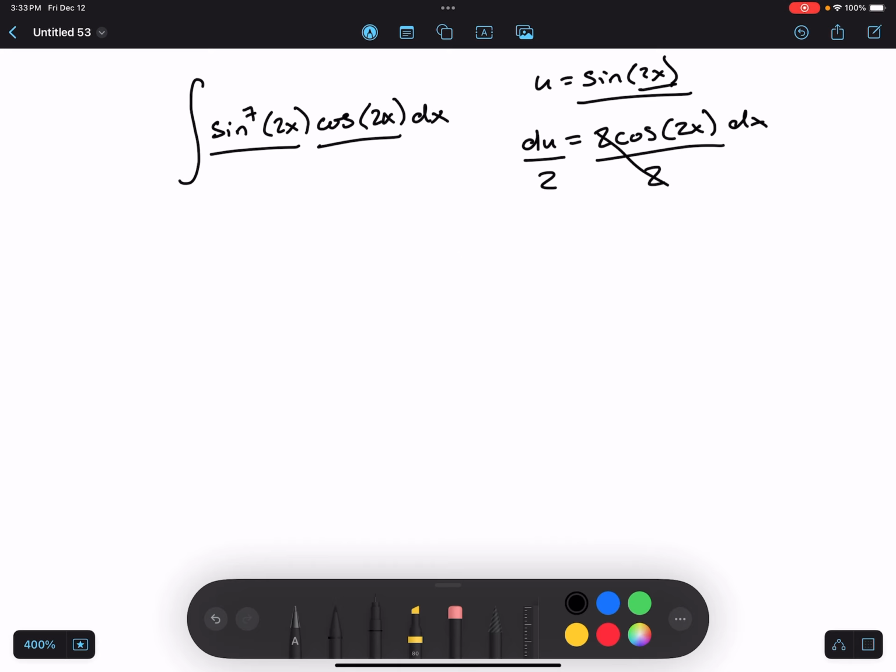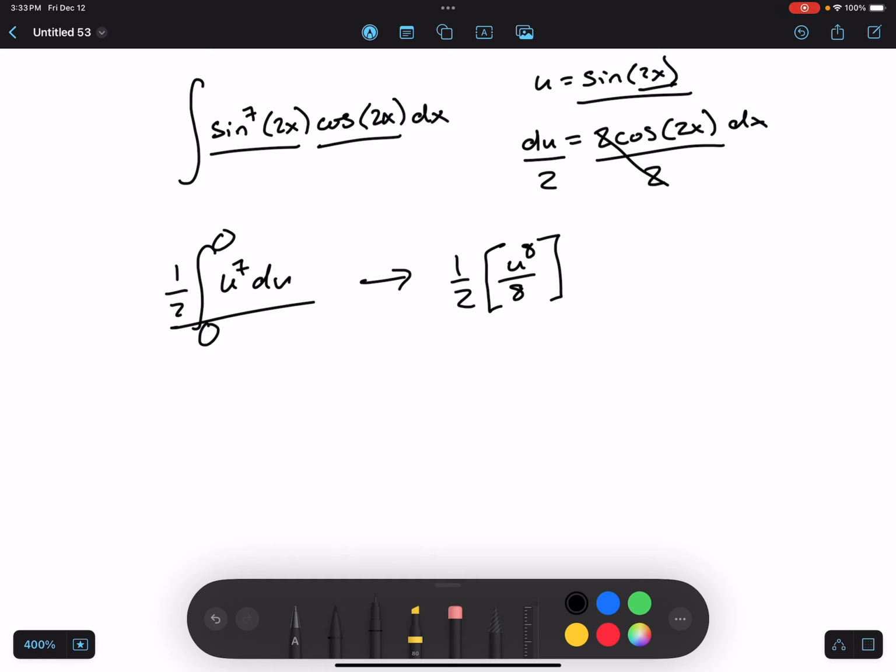Moving along, we can now rewrite this integral as 1/2 times the integral u to the 7th power du. And now we just need to integrate. So we'll say 1/2 times now u to the 8th power over 8. And because this is an indefinite integral with no bounds, we can add a constant at the end.